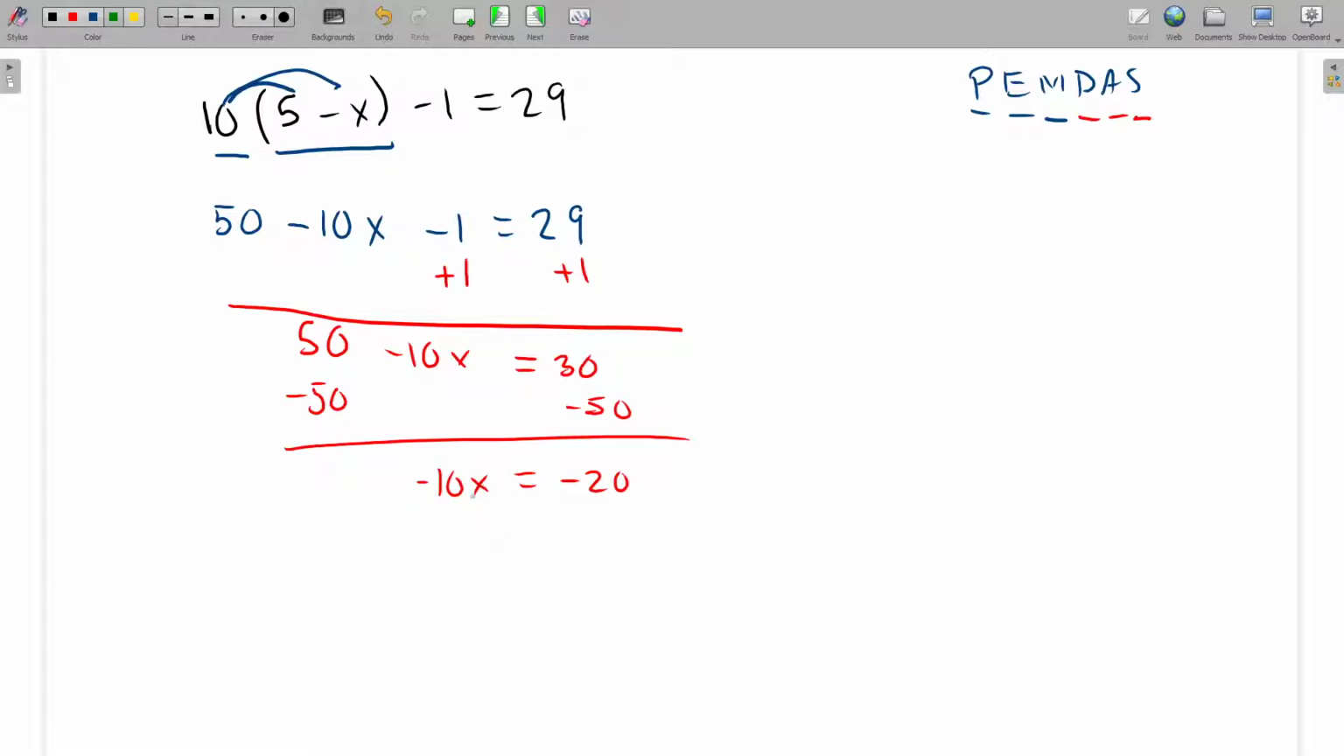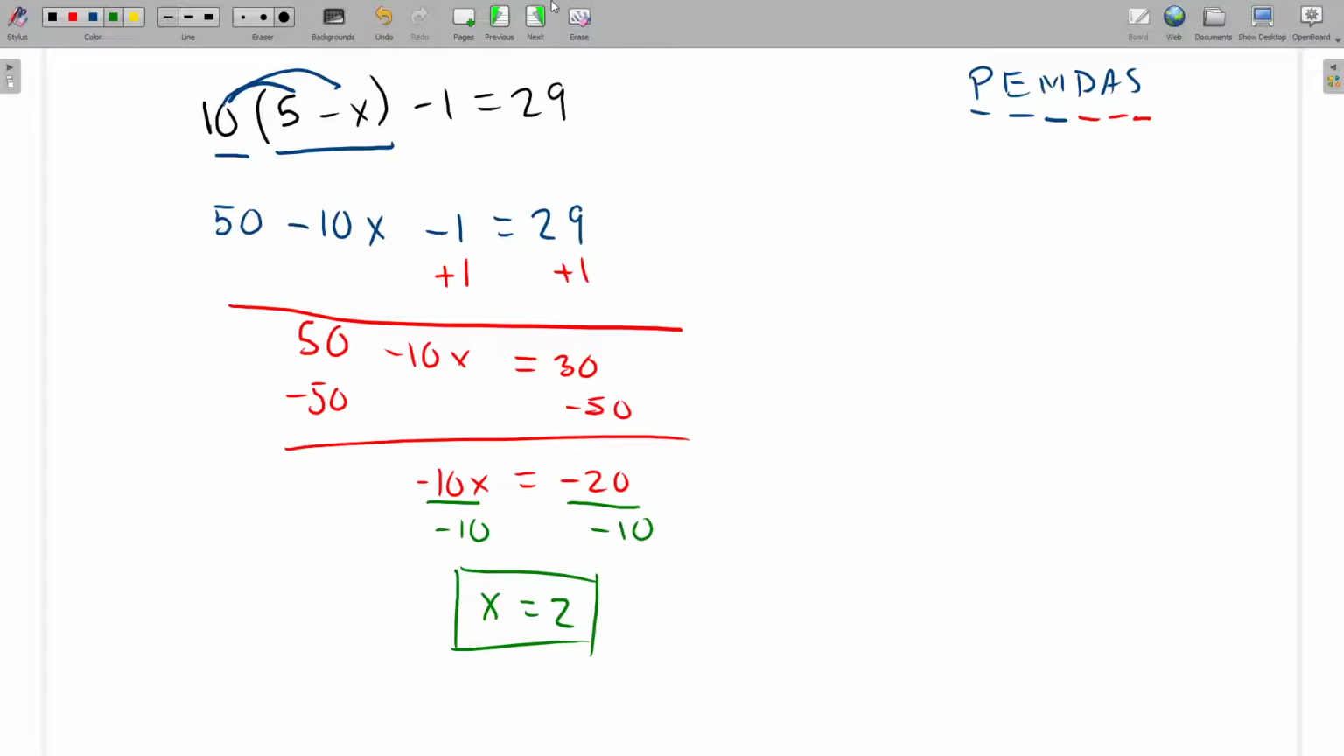To get rid of the number in front of the x, we divide both sides by that number. So we're going to divide both sides by negative 10. This will cancel this out and give us 1x, which is what we want. And negative 20 divided by negative 10, they're both negatives, so we're going to get a positive number. And 20 divided by 10 is 2. So x is equal to 2. Final answer.